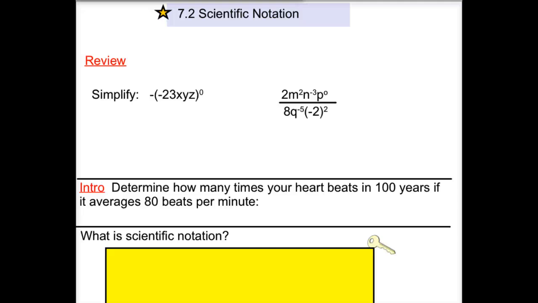2.2, we're going to work with something that I know you're familiar with, but we're just going to make sure we've got it down. We're going to be working with some scientific notation. Before we do that, a quick review from the last section, from section 7.1, where we dealt with both negative exponents and an exponent of 0.